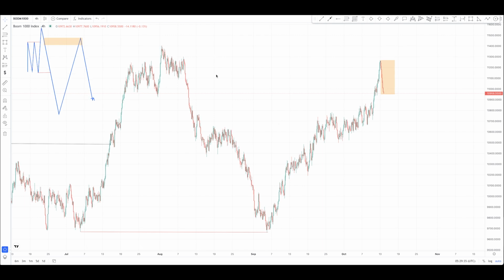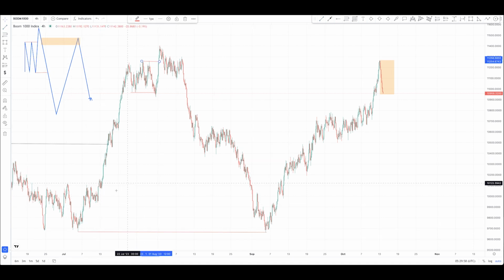Now when you look here, you can see that we had liquidity grabbed around this area at the downside, and when you look here too, we had liquidity that was grabbed around this area at the upside. You can see that we had price moving up, and then all of a sudden we had a break to the downside, this explosion to the downside.